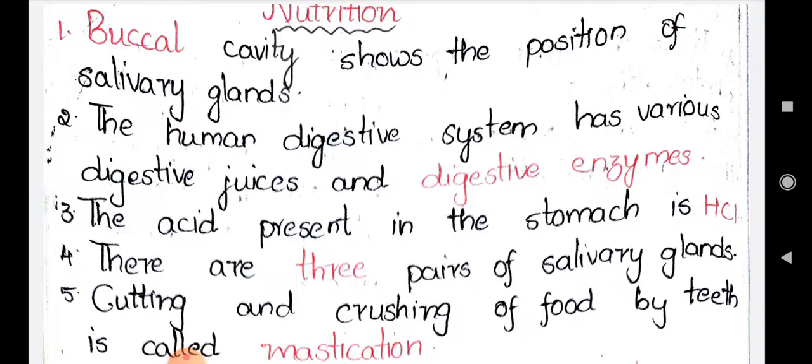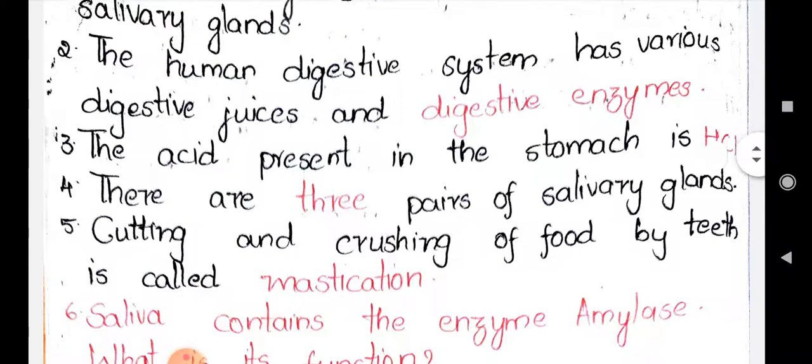The next bit is: cutting and crushing of food by teeth is called what? That process is called mastication. We have 4 different types of teeth: incisors, canines, premolars and molars. All 4 types are useful for cutting down the food. The front teeth, the incisors, are useful for cutting. The canines are useful for tearing the flesh, and molars and premolars are useful for crushing and grinding the food material. All these activities together we call mastication.